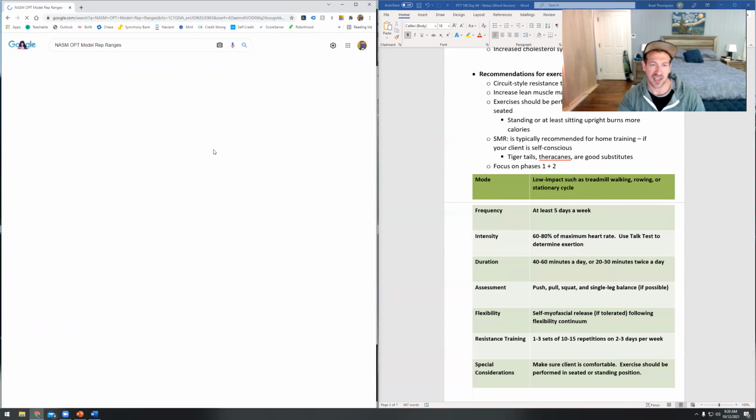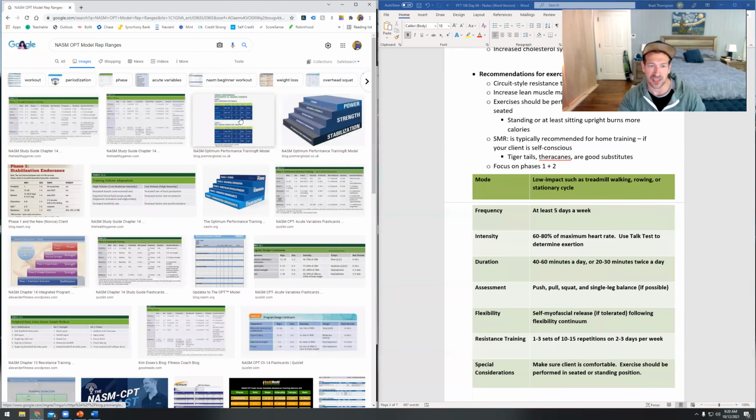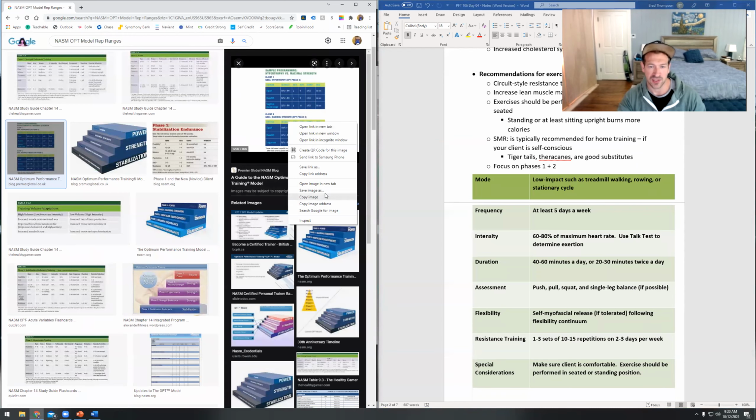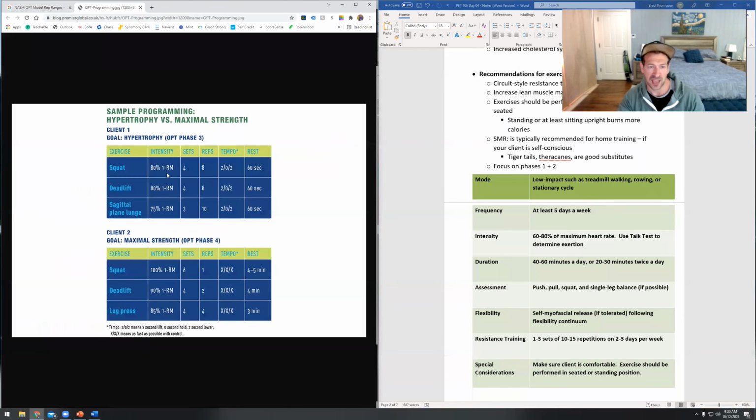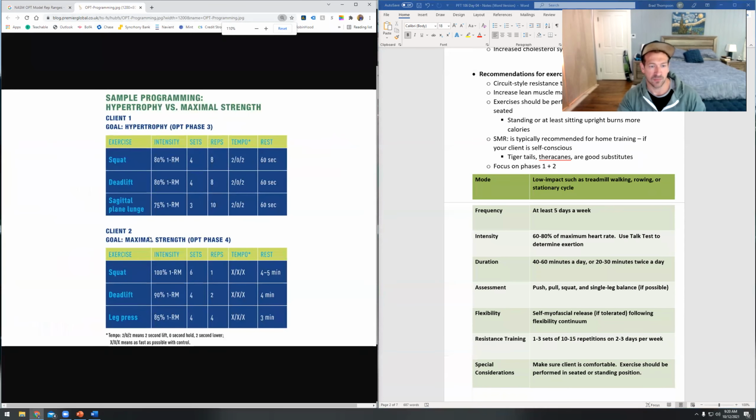When it comes to NASM, we are typically going to focus on phases 1 and 2. If you look at a client here with the goal of hypertrophy versus the goal of maximal strength, this person's doing like 6 sets of 1 repetition. That's super low intensity. There's not going to be an opportunity to really burn a lot of calories there. But if they're doing 4 sets of 8 repetitions, that's going to be a good way to build muscle.